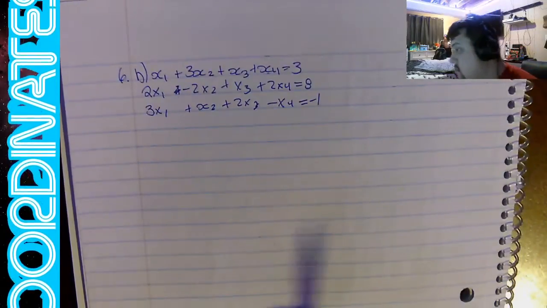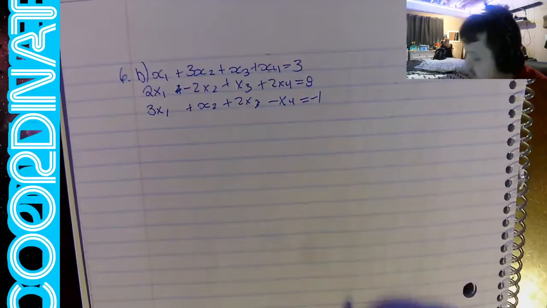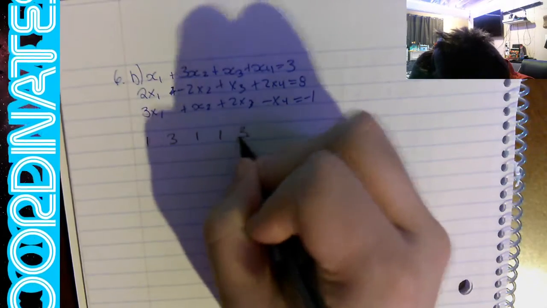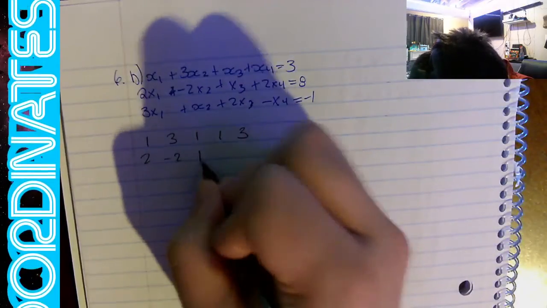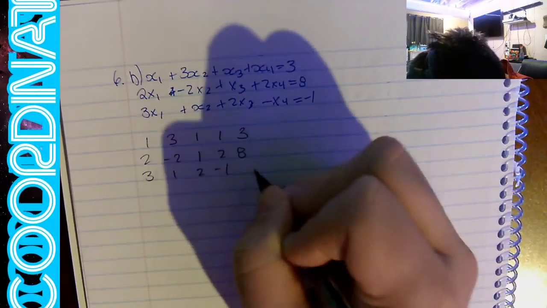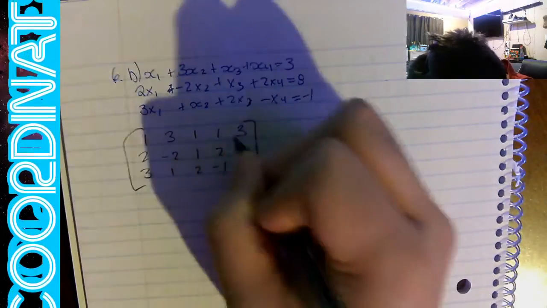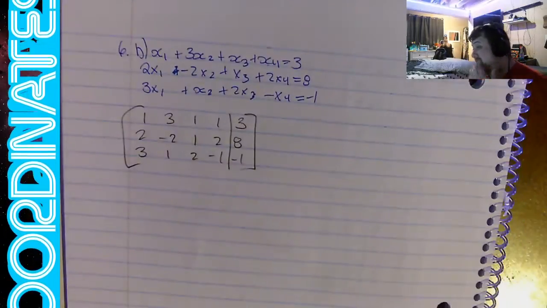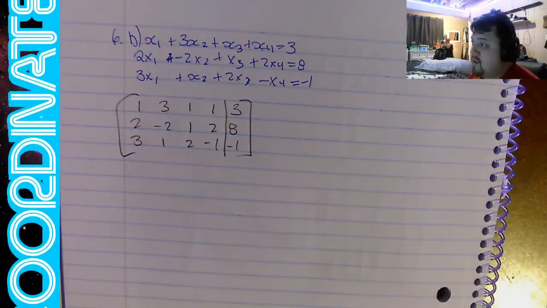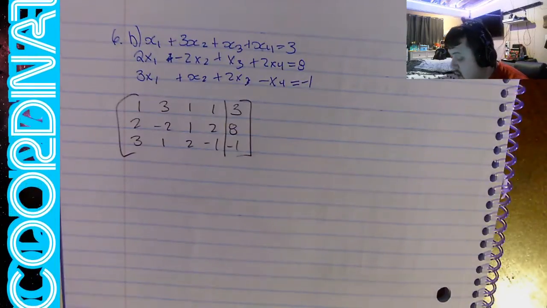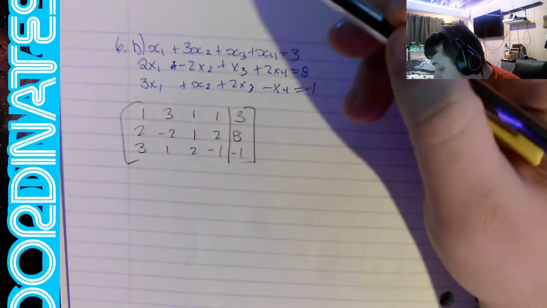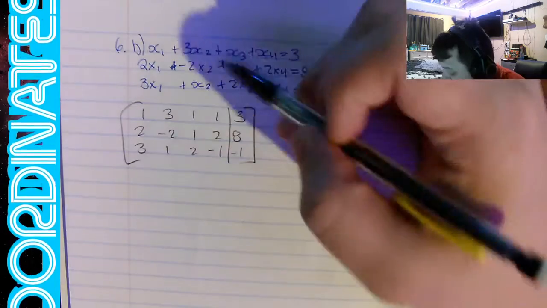Alright, so let's put this in our matrix. Let's turn it into a matrix. 1, 3, 1, 1, 3, 2, negative 2, 1, 2, 8, 3, 1, 2, negative 1, negative 1. And we separate by our solutions, but I'm actually going to not keep that line, because you know me, just lazy. You can put the line in whenever you want, but you don't have to. So, this looks nice because I have that 1 right here, so I'm actually just going to keep it, and we're going to go down.